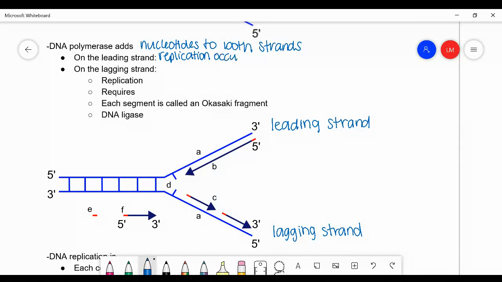So on the leading strand, replication occurs from 5' to 3' continuously, which we can see in the diagram here. It's just able to add those nucleotides because the sugar is in the right direction. On the lagging strand, replication occurs in segments.